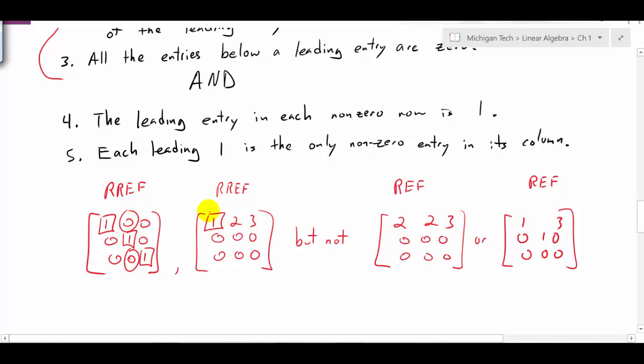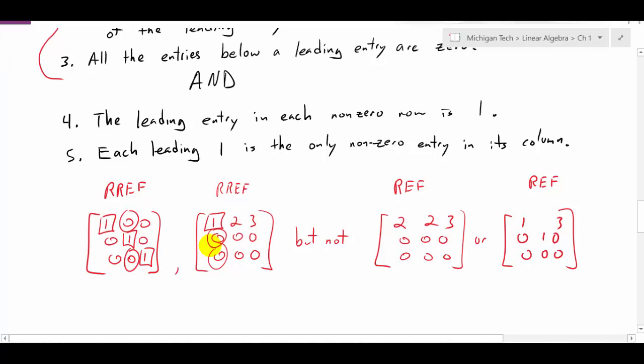I have a pivot position. In fact, that's the only row with a pivot position because the rest are all 0 rows. But it has a pivot position, and all the values in that column are 0, 0 here and 0 here. And the leading entry is 1. So that one is an RREF.